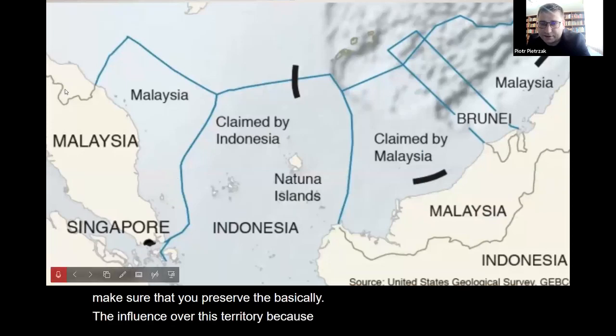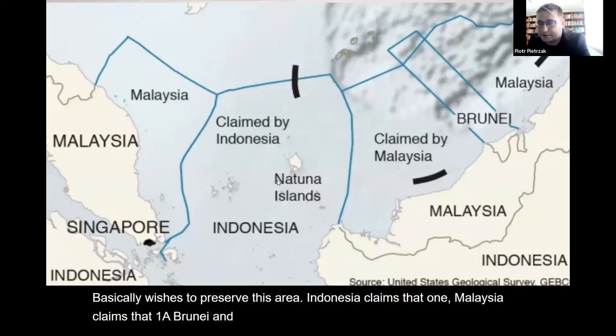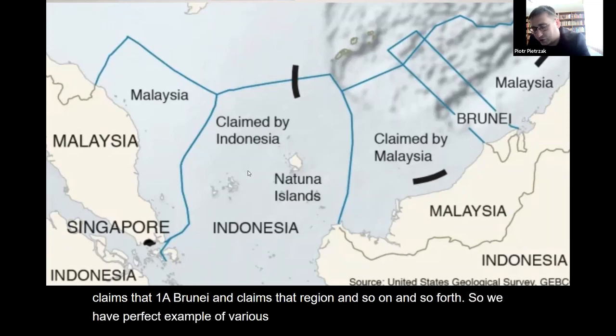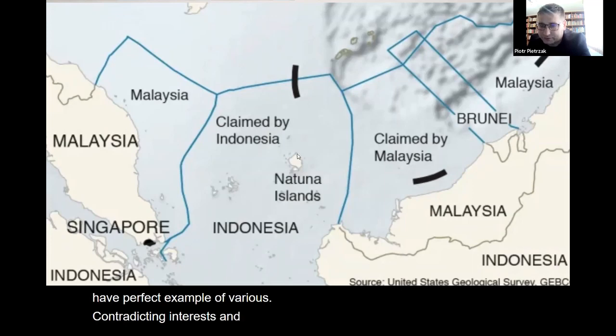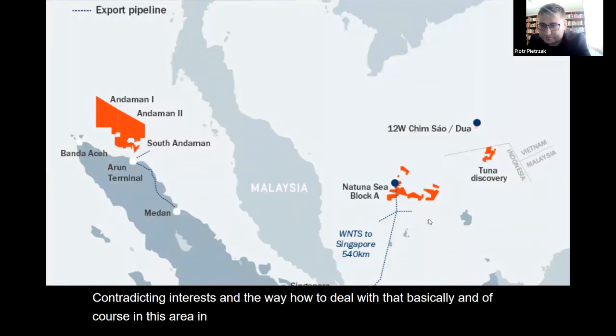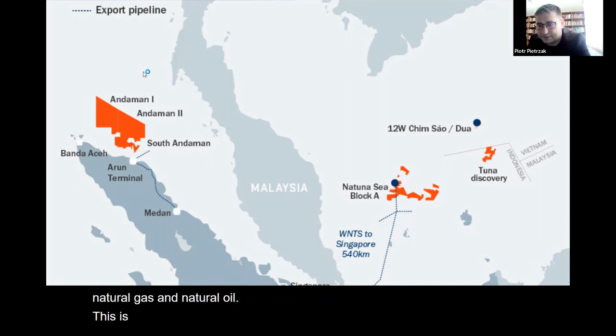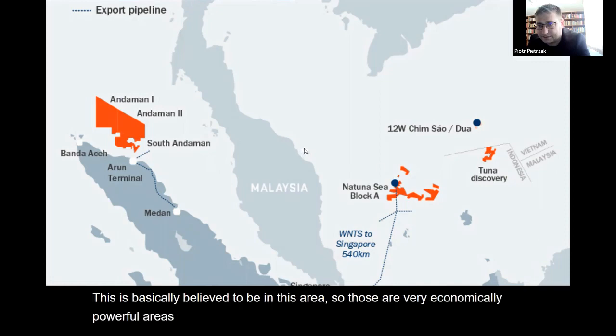Because those territories are contested. For instance, Malaysia wishes to preserve this area, Indonesia claims that one, Malaysia claims that one, Brunei claims that region, and so on and so forth. So we have a perfect example of various contradicting interests and the way how to deal with that, basically. Of course, in this area, for instance, tuna was discovered in this part. The gas and natural oil is basically believed to be in this area. So those are very economically powerful areas to have, basically.